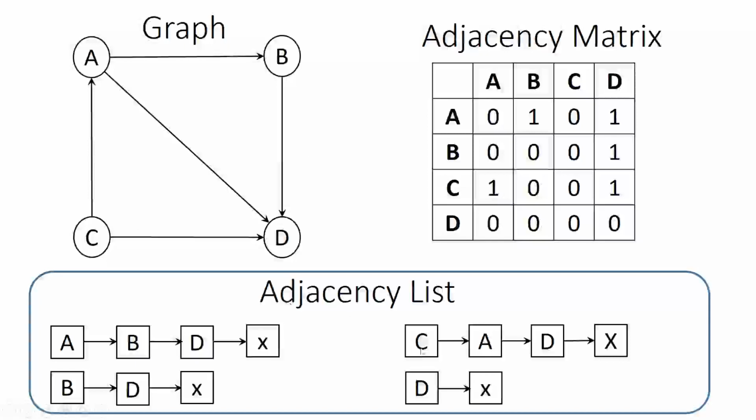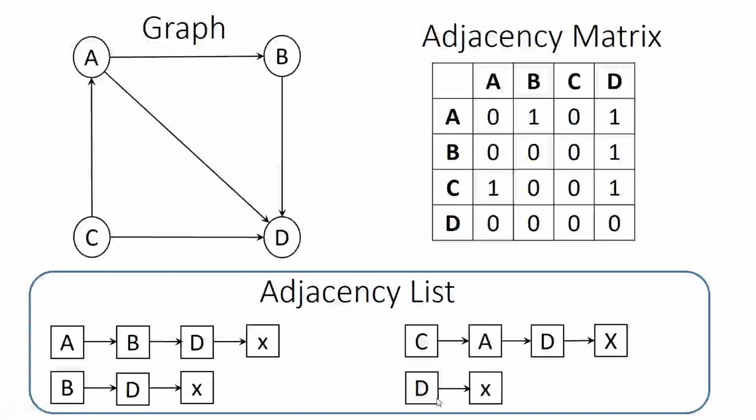Now coming to your adjacency list. The number of nodes in the list gives you the outdegree. So B, D are there. So 2 is the outdegree for A, 1 in the case of B, 2 in the case of C. Null, nothing is there in the case of D. That is 0 in the case of D. That is, outdegree of D is 0.